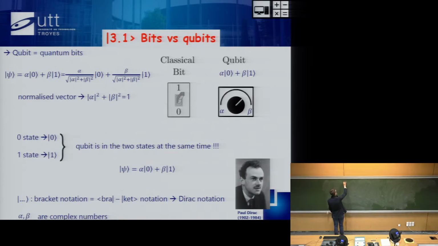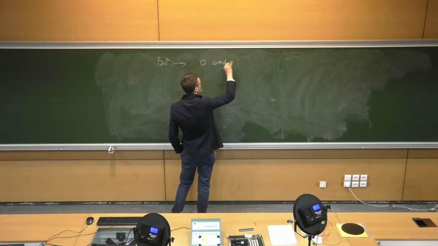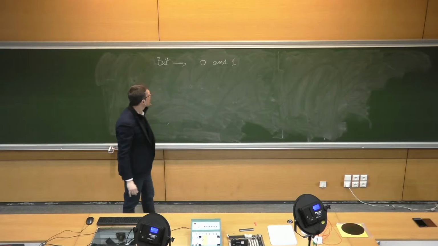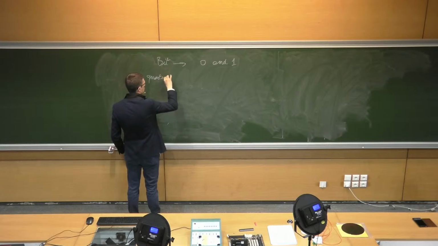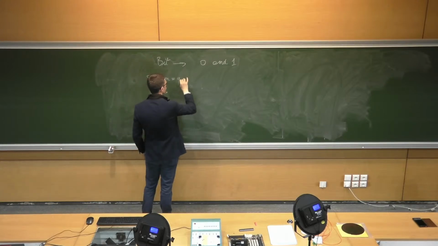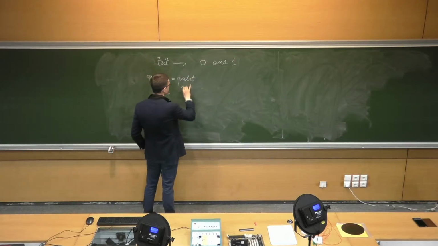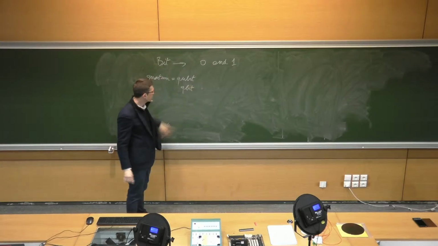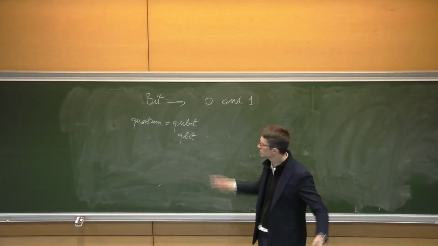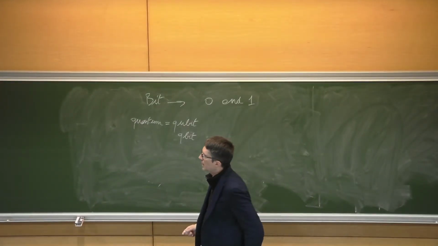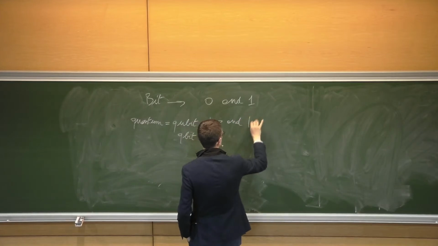So for the bit, we have the 0 and the 1. And for the quantum bit, which we call for short a qubit, we write it like this. Sometimes you can see also the notation like this, which I personally do not use, but it is used as well. It's fine, it's just notation. And in this case, we also have the two states, 0 and 1.